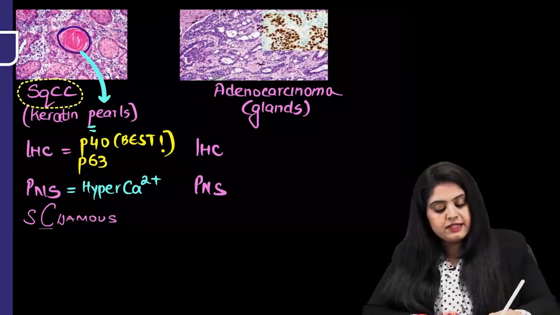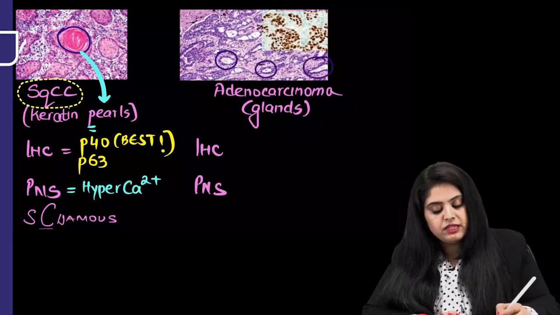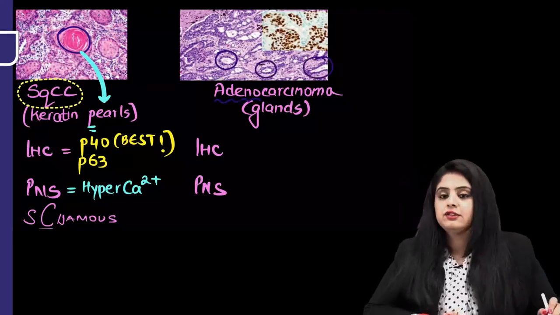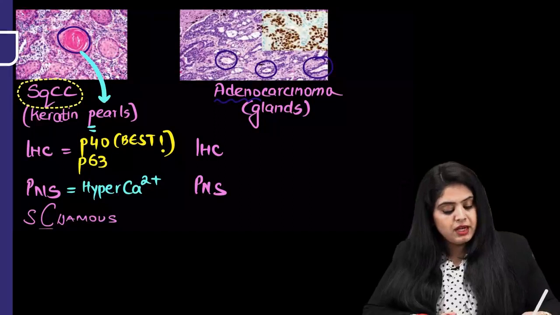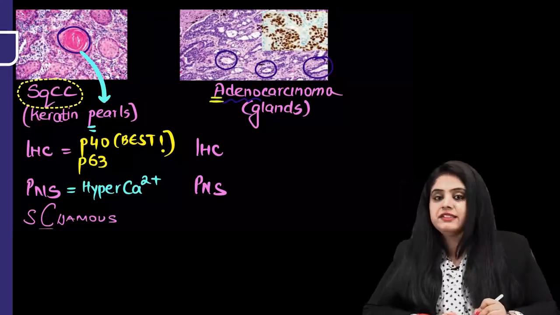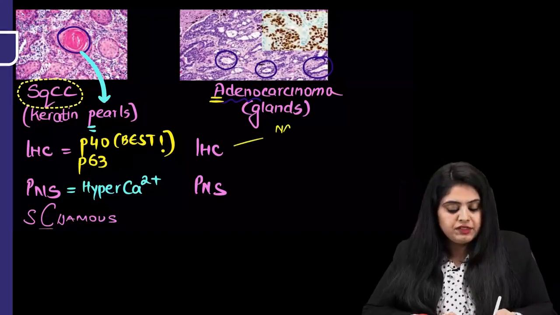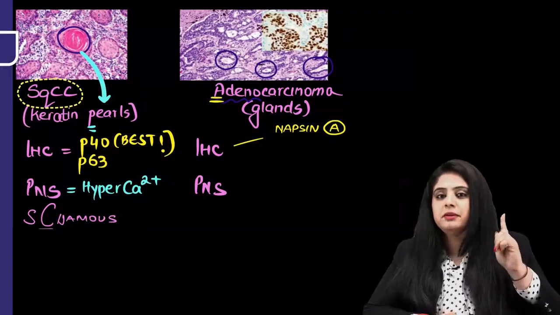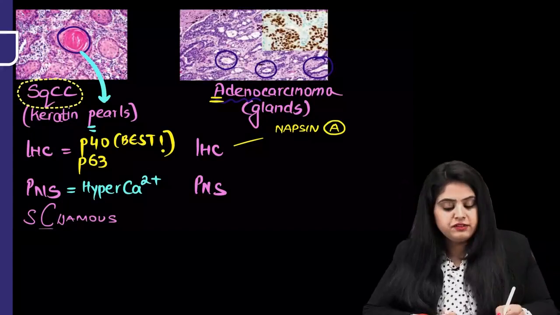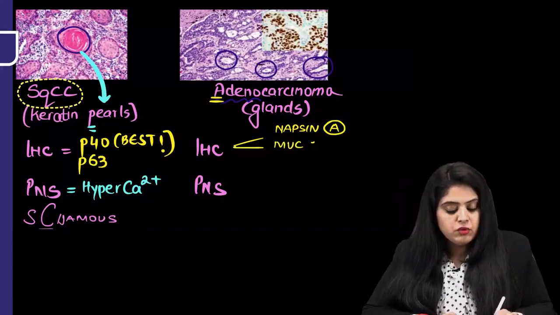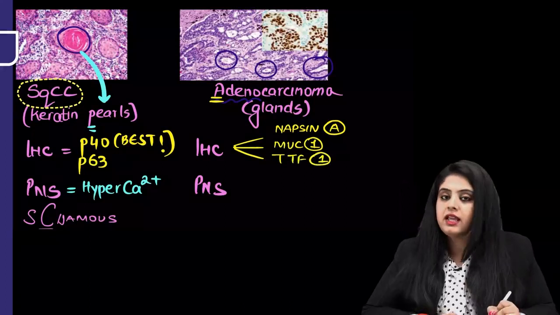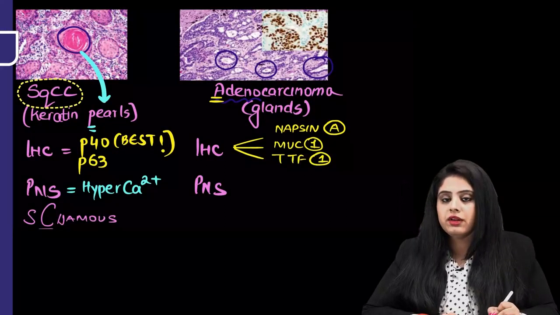How do I identify adenocarcinoma? With the presence of glands, because the word adeno always means glands. So I'm going to see glands. What are the IHC markers? In adeno, everything goes with A, right? So there is going to be napsin A. Napsin A, and if A is not there, then number 1 has to be there. 1 and A are the first alphabets, no? So you're going to have MUC1, you're going to have TTF1. So all the 1 and A markers are going to come in adenocarcinoma.